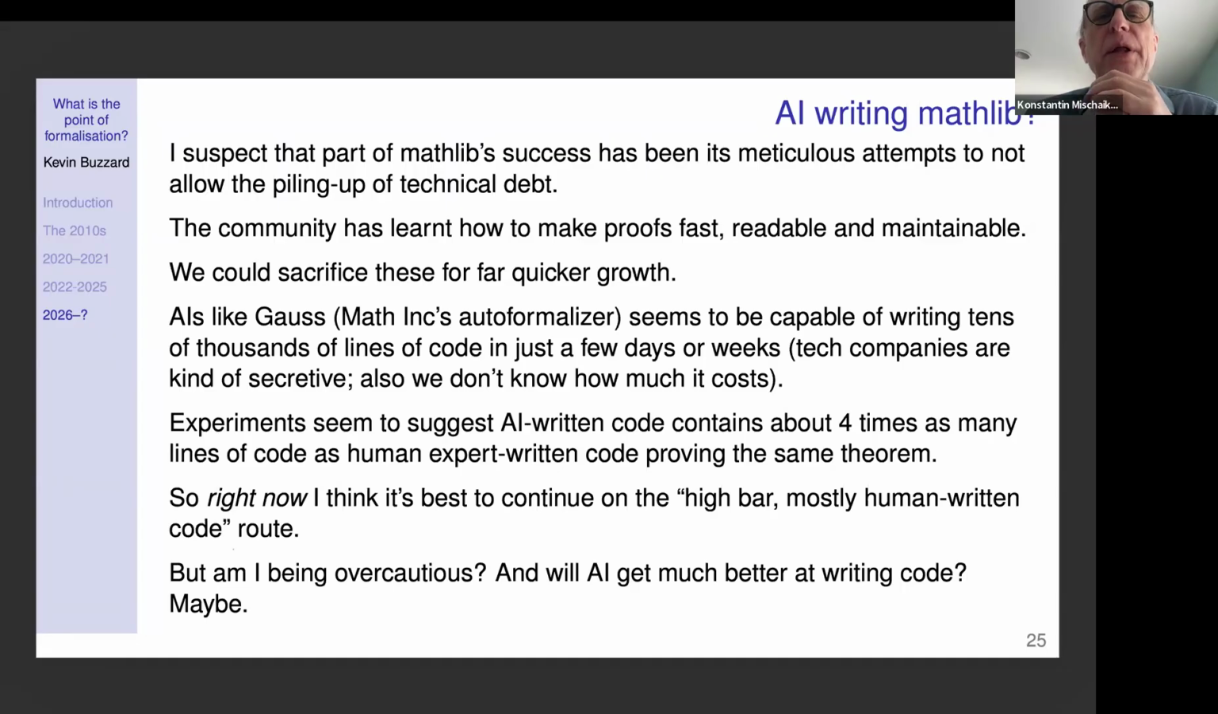But this ability to interact with formal proofs is going to become more and more important. And so there has to be a baseline. And at the moment, Lean seems to be the baseline that's evolved.